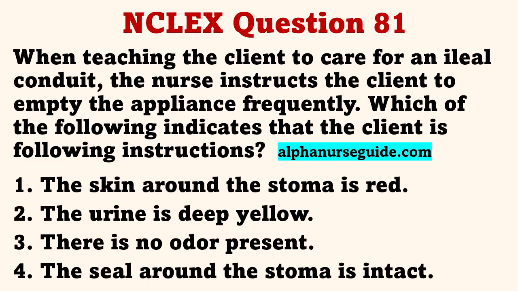The correct answer is 4. The seal around the stoma is intact. If the appliance becomes too full, it is likely to pull away from the skin completely or to leak urine onto the skin. Thus, if the seal is intact, the client is emptying the appliance regularly. The skin around the seal should not be red or irritated, which could indicate a leak. There will likely be an odor from the urine. Deep yellow urine indicates that the client should be increasing fluid intake.